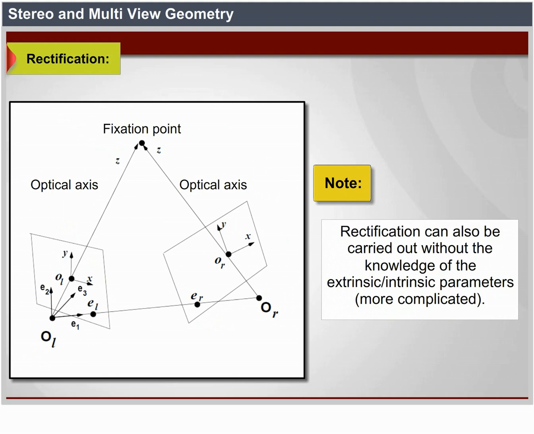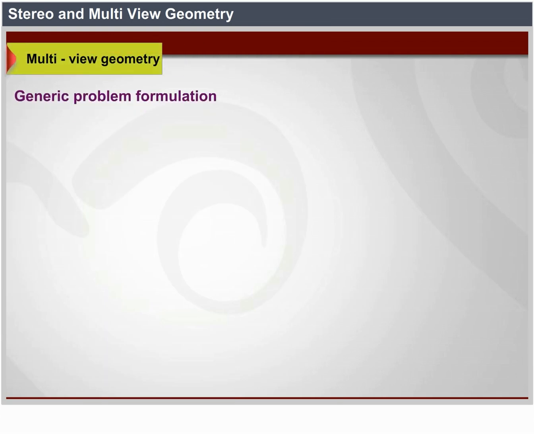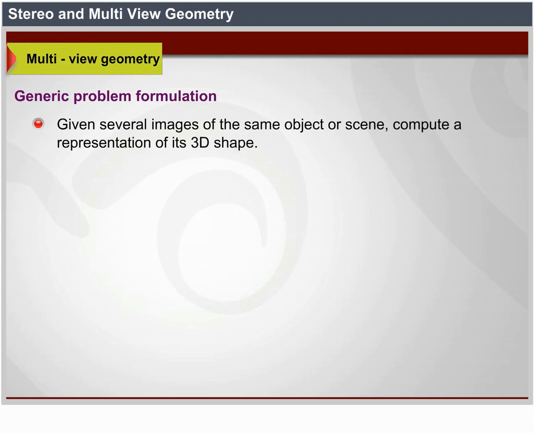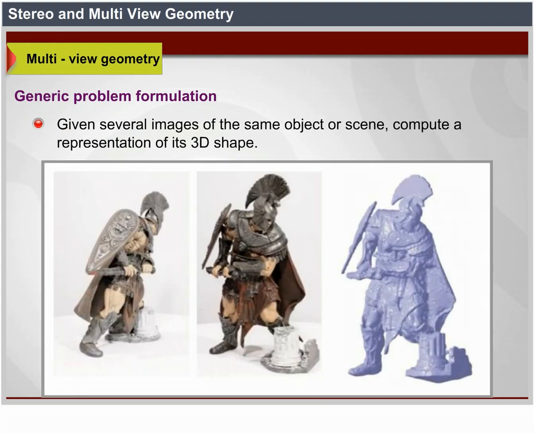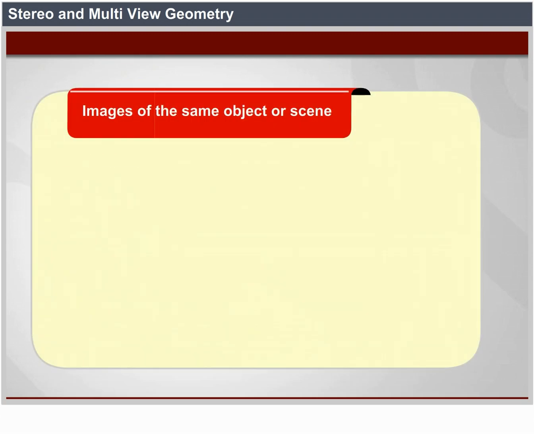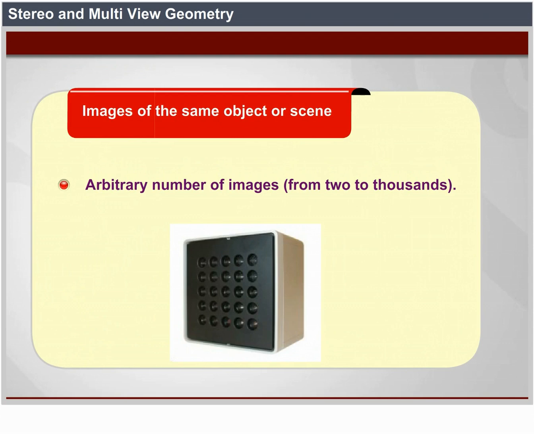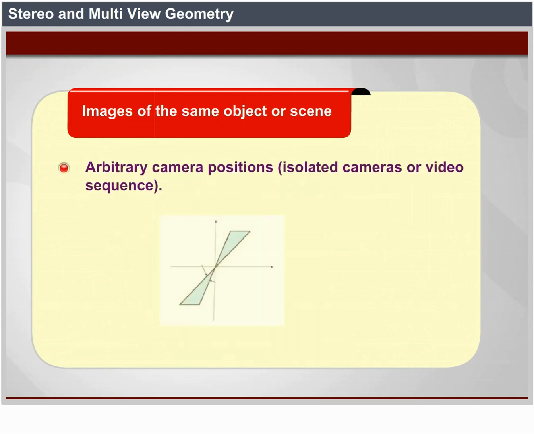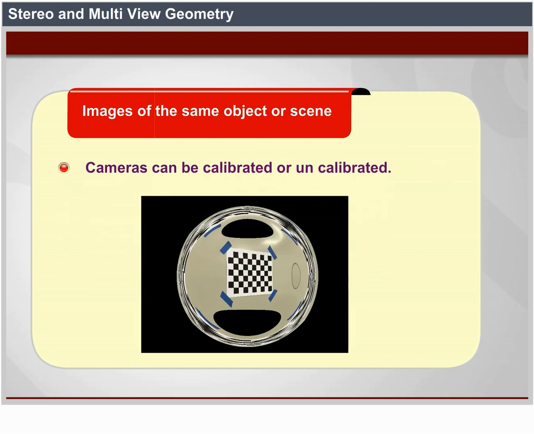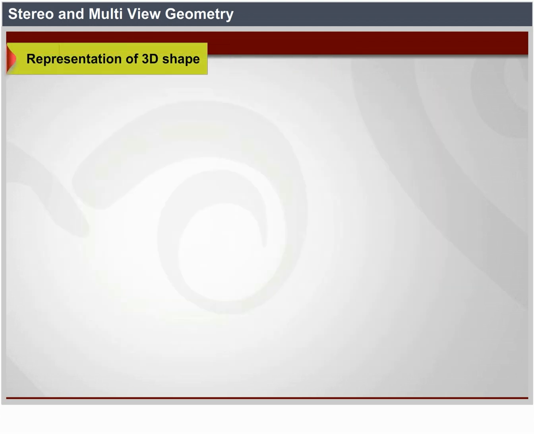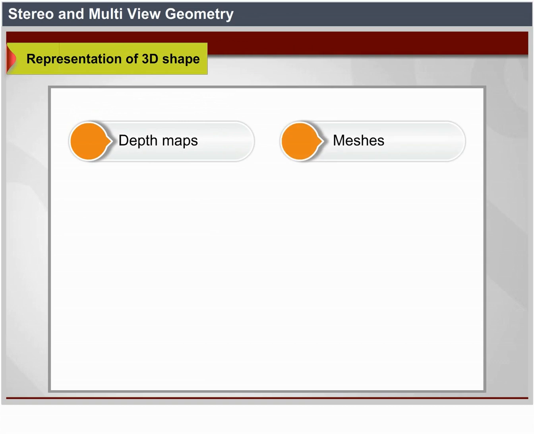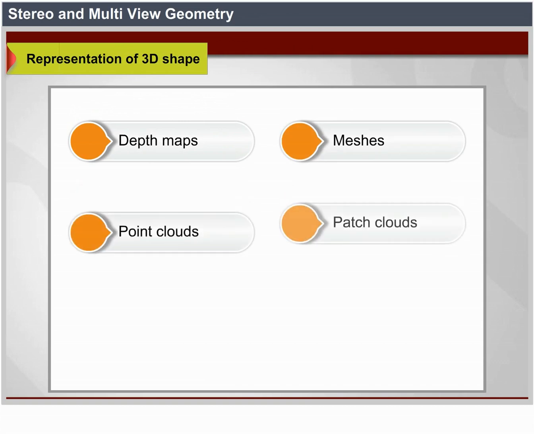Multi-view geometry. Generic problem formulation: given several images of the same object, compute a representation of its 3D shape. There can be an arbitrary number of images, from 2 to thousands, with arbitrary camera positions, as isolated cameras or a video sequence. Cameras can be calibrated or uncalibrated. Representations of 3D shape include depth maps, meshes, point clouds, patch clouds, volumetric models, and layered models.